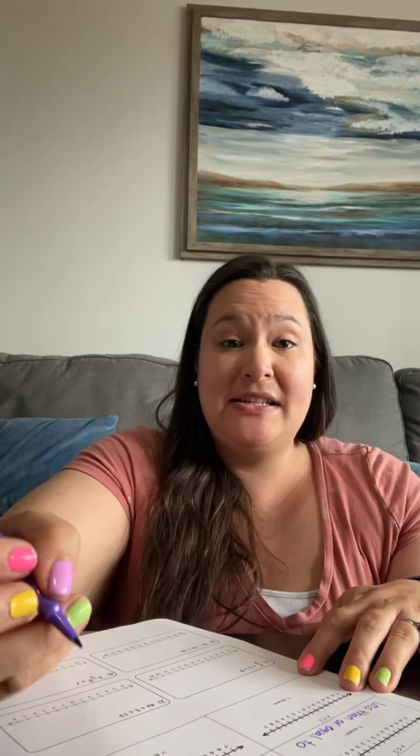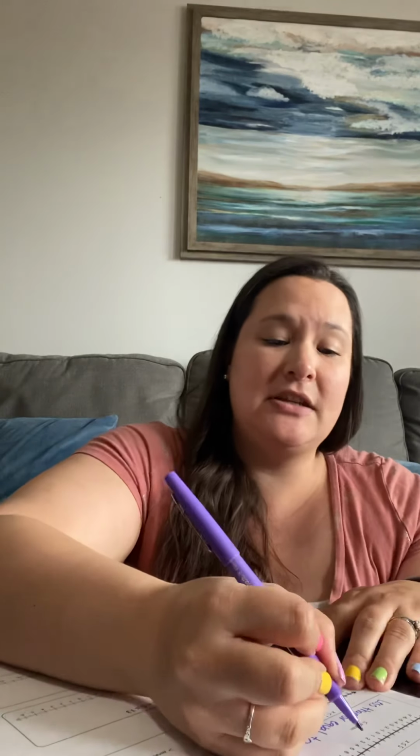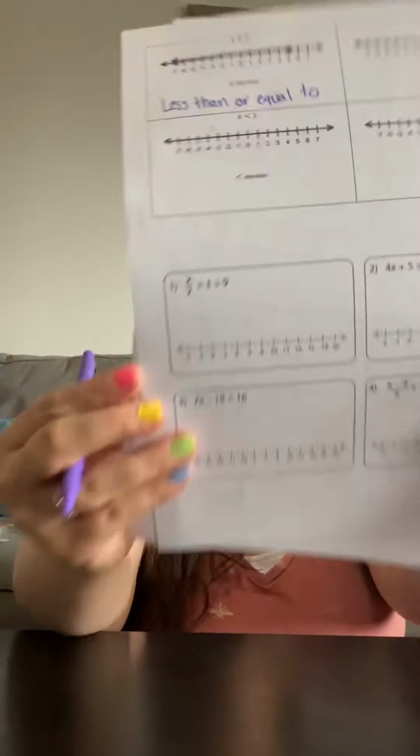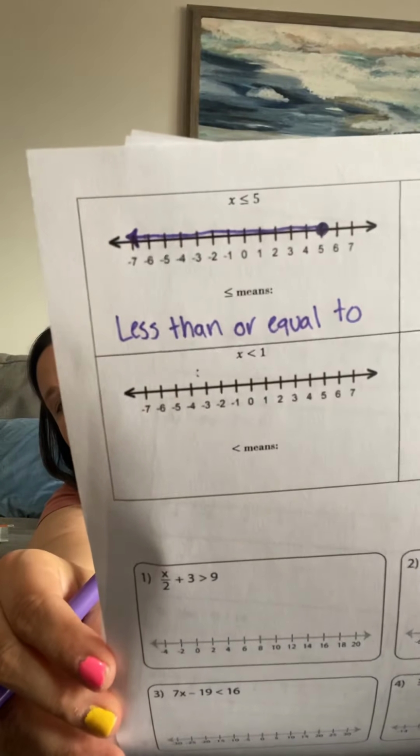So what that means is, because there's a line underneath, that's going to be a filled in circle. So I'm going to put a filled in circle at 5. And because it says less than, I'm going to draw the arrow pointing toward the numbers that are less than or smaller than 5. So this is what it should look like.